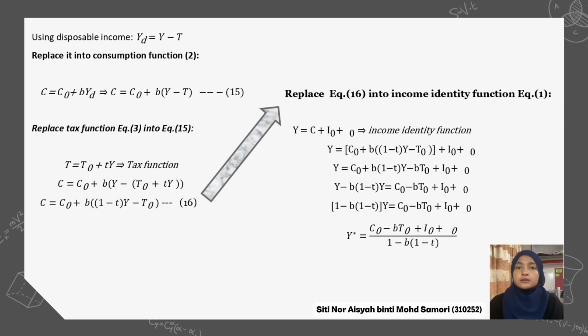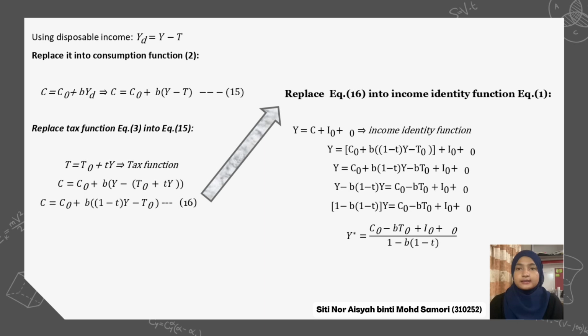Next, we substitute the tax function. The tax function is T equals T sub 0 plus T times Y. Substituting this into the consumption equation gives C equals C sub 0 plus B times open bracket Y minus open bracket T sub 0 plus T times Y close bracket close bracket. Now, we simplify the expression: C equals C sub 0 plus B times open bracket 1 minus T times Y minus T sub 0 close bracket.